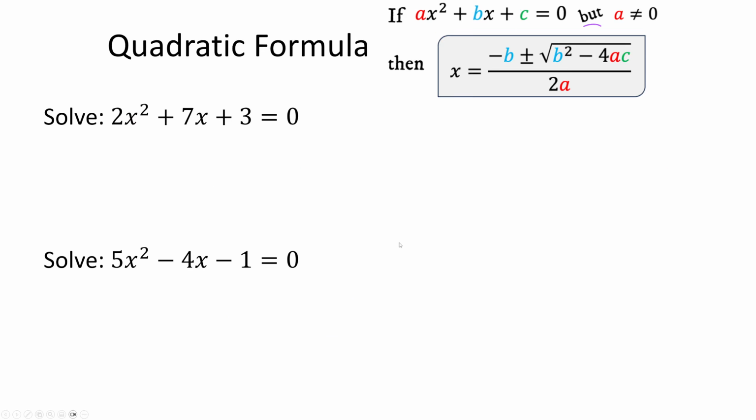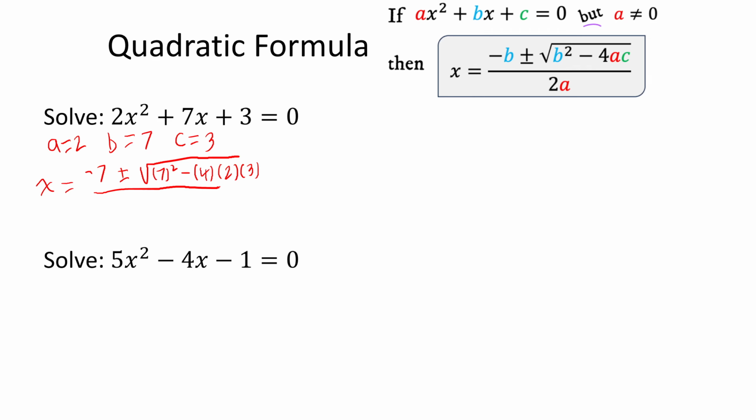So now we have a quadratic, but this time we have a different leading coefficient. It's done the same way though. So a is now equal to 2, b is equal to 7, and c is equal to 3. So we say x is equal to negative b, which is negative 7, plus or minus the square root of 7 squared minus 4 times a, which is 2, times c, which is 3, all over 2a, which is going to be 2 times 2.